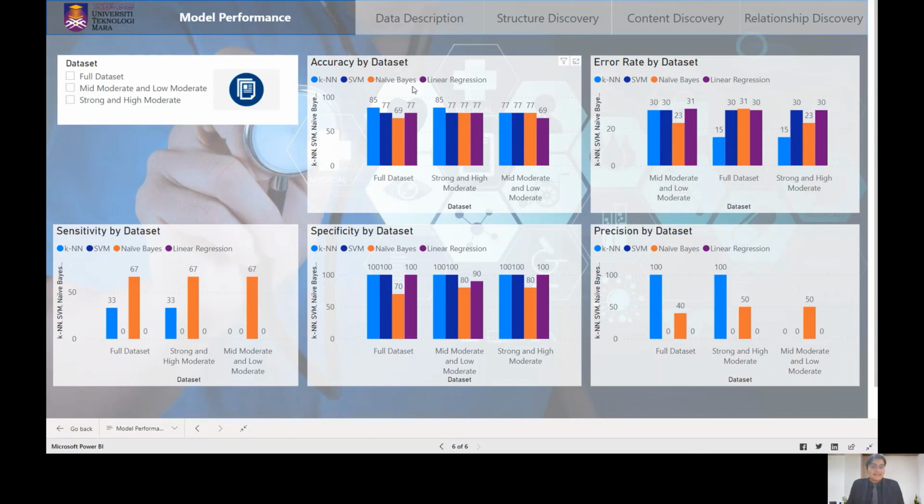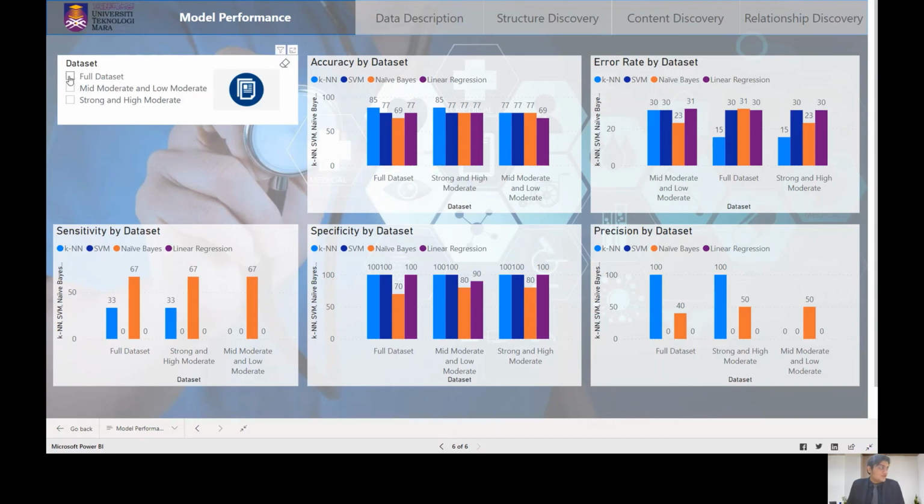As we can see here, the first graph is an example. It compares the accuracy between datasets. The first is the full dataset. The light blue is represented by KNN, the dark blue is represented by SVM, the orange is represented by Naïve Bayes, and the purple is represented by linear regression. We can read the accuracy based on these clustered column charts.